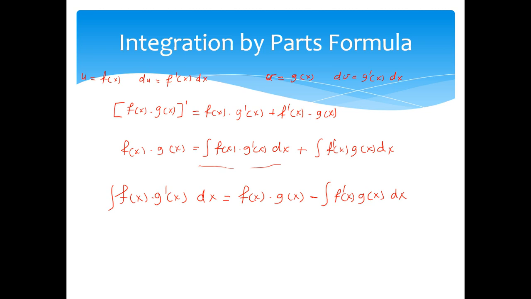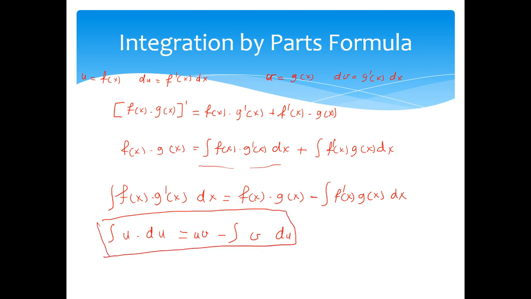So now we substitute. Here we're going to have the integral of u dv equals u v minus the integral of v du, and that would be the formula we will use for integration by parts.